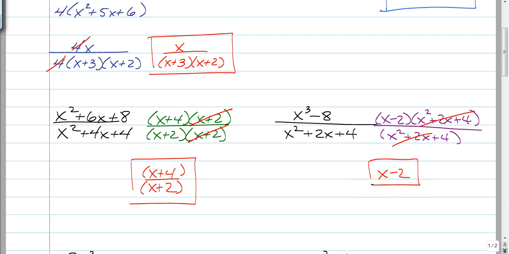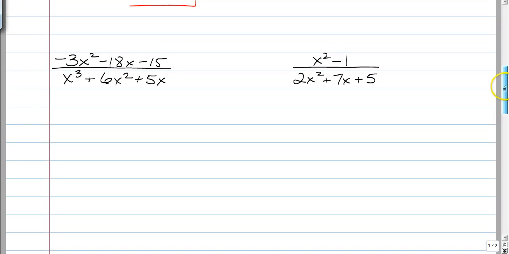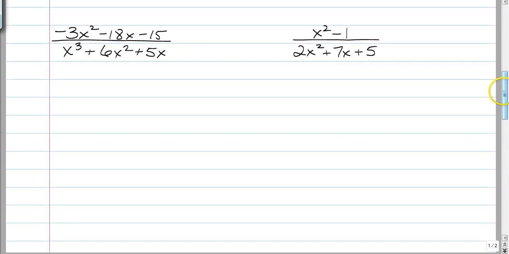All right, so I did the first 4, you do the next 2. I want you to factor the top and bottom if necessary, and I would like you to cancel and simplify the entire thing. Go give it a try.